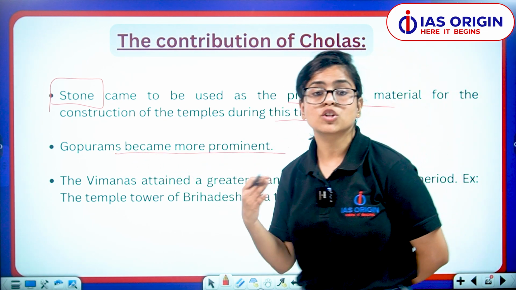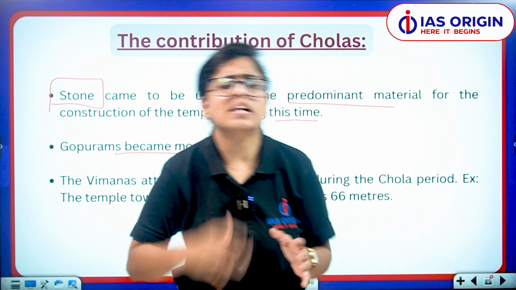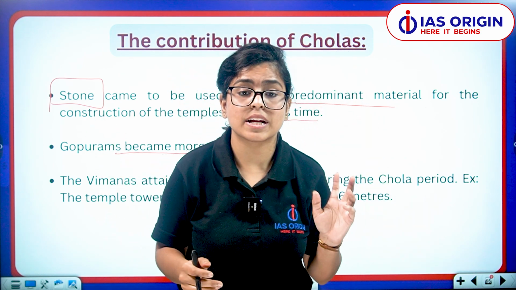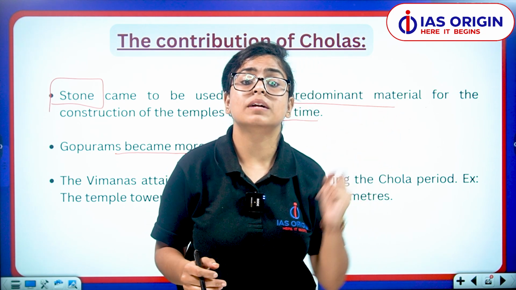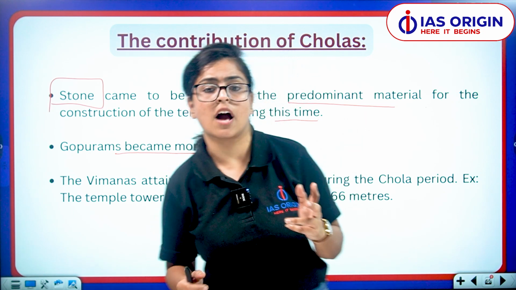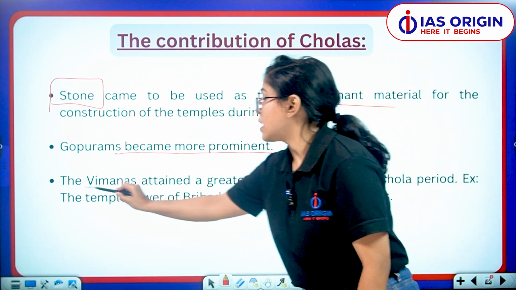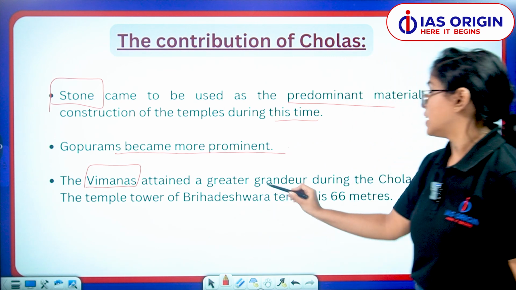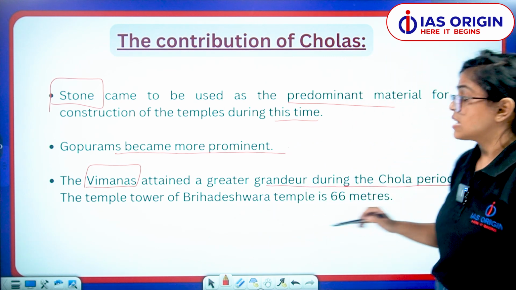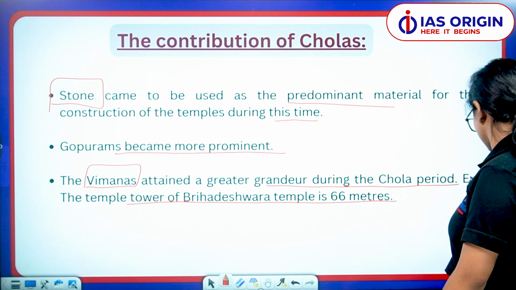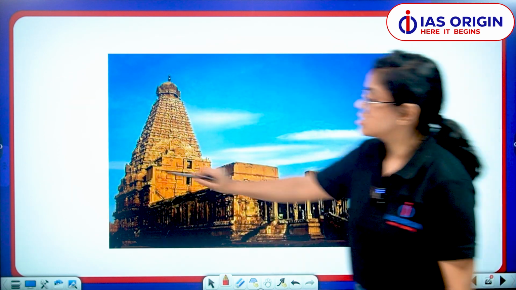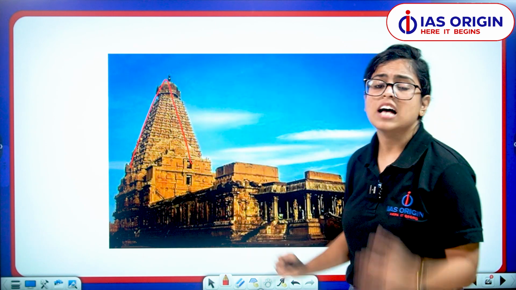What is a striking feature of Chola is that they have a massive structure. बहुत ही बड़े बड़े structures को create करते थे. Be it gopurams, gopuram इतने large massive रहते थे that they have built the tallest and the biggest temples of India. Okay, for example, the Vimanas attained a greater grandeur during the Chola period. Example, the temple tower of Brihadishwara temple is 66 meter. Now, when we talk about Brihadishwara temple, you can see this Vimana element has been elaborately carved. बहुत सारी carvings हैं उसमें, and it is very tall.